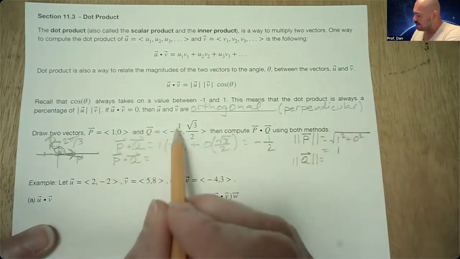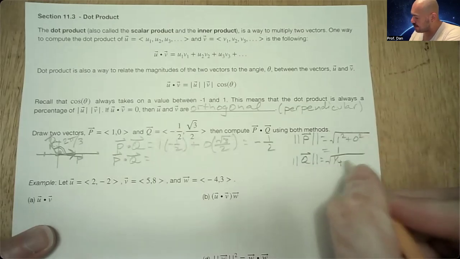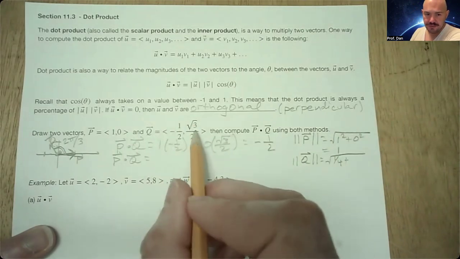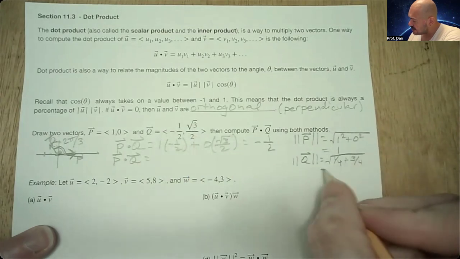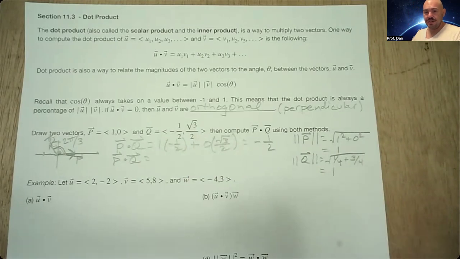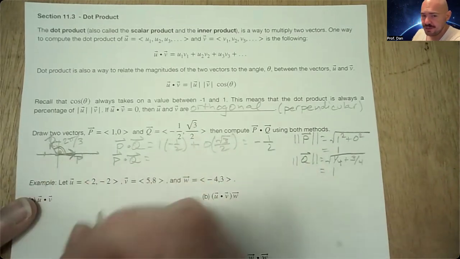All right, and if I square negative 1/2, I get positive 1/4. And if I square square root of 3 over 2, I get 3 over 4. If I add those together, guess what I get? Yep, it's 1, which makes sense since they're on the unit circle. All right, so we've got our magnitudes. We know the angle between the two vectors.